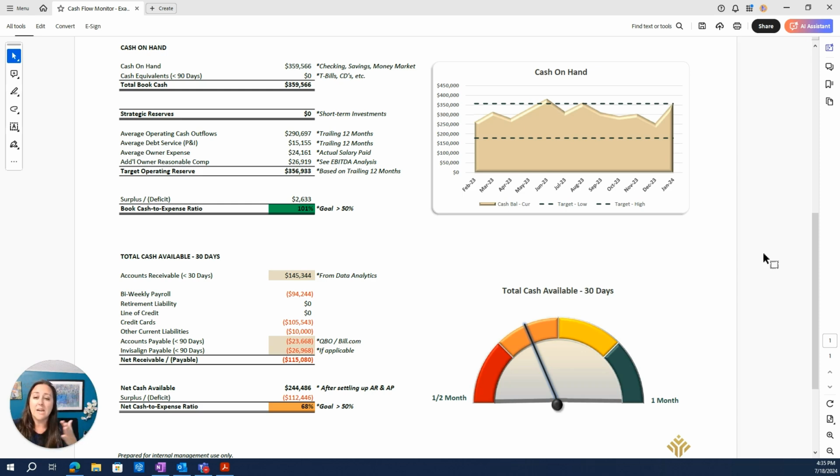This is where you can start to get an idea of whether or not there's excess cash in the practice that you can take out for things like distributions, personal tax payments, other investment opportunities, etc. So that's the top bar.